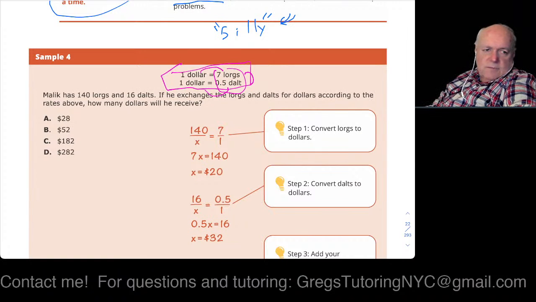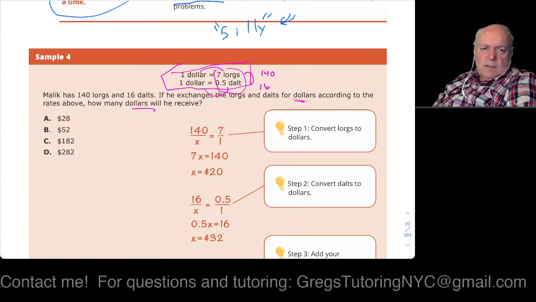So Malika has 140 logs and 16 adults. If he exchanges the logs and adults for dollars, how many dollars will he receive in total? Okay, so the fact that 7 logs is equal to half an adult is not important to this problem. What is important is that we have 140 logs, and we have 16 adults.